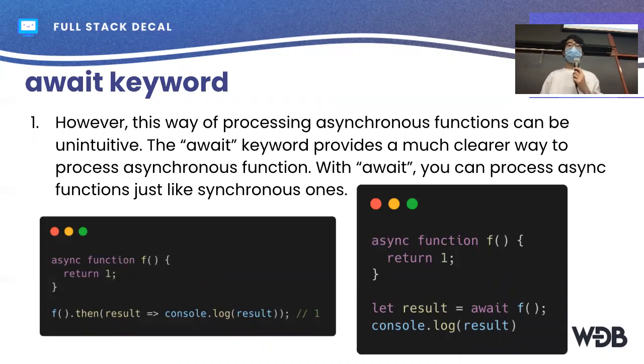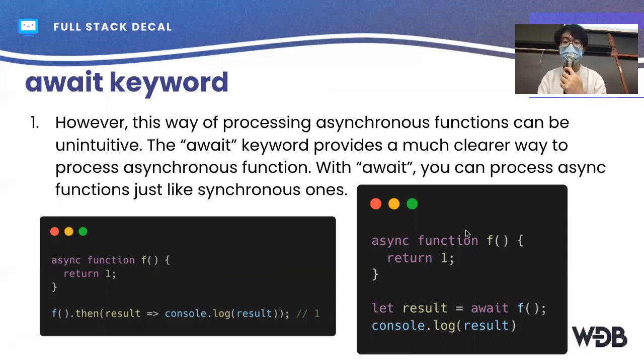By using the await keyword, we can have a much clearer way, and a very synchronous style, of writing asynchronous functions. Yeah, the await keyword provides a much clearer way. With await, you can process async functions just like synchronous ones. As you can see on the left, this is just me copying the previous code snippet. And on the right, this is how we write the function on the left using the await keyword.